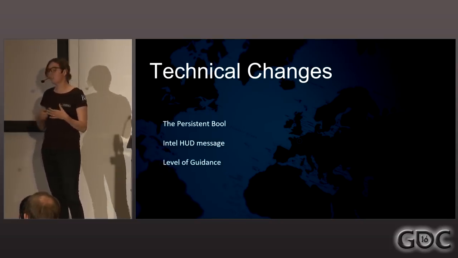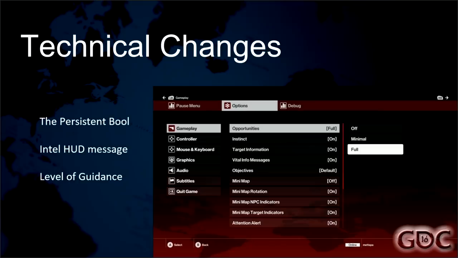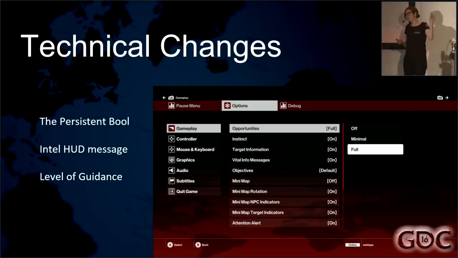And then we added different levels of guidance. So you can decide if you want full opportunities, if you want to have this minimal version where we don't give you the marker in the world, but only the objective. And it's up for you to find out how you want to do it.